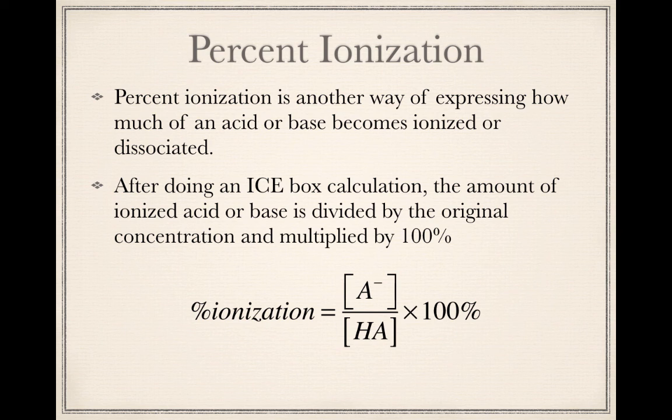And once you find the amount of ionized acid or base, if it happens to be a base, which is always that X that we're solving for generally, we divide that by the original concentration and we multiply that by 100%. So the percent ionization is going to be equal to the concentration of A minus, or some places use the H3O plus, those are usually the same, over the original concentration of HA times 100%. So that would tell you the percent ionization for an individual solution.